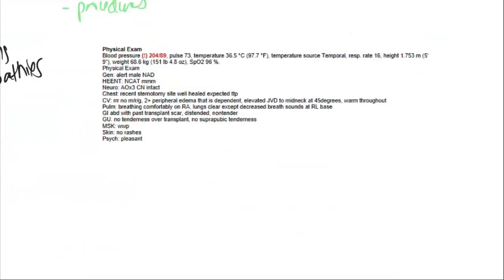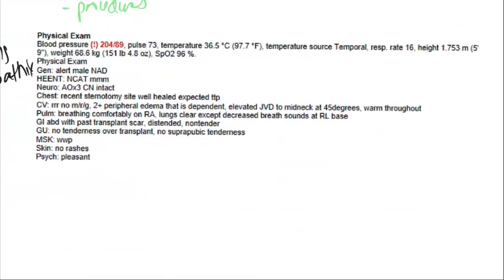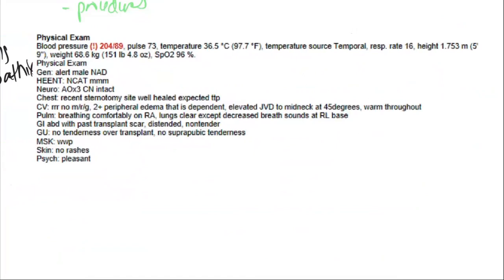Okay. So who wants to take me through his physical exam and their thought process around what it could reveal with regards to his volume overload? Is his exam normal? His exam was abnormal. His blood pressure was hypertensive, 204/89. His heart rate was within normal limits. He didn't have a fever. His respiratory rate was normal, and he saturated well on room air.